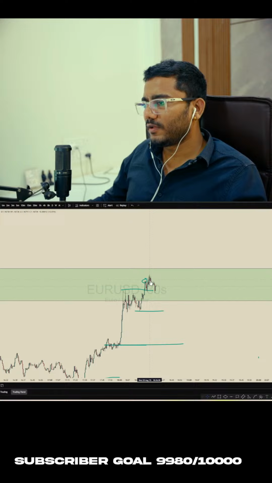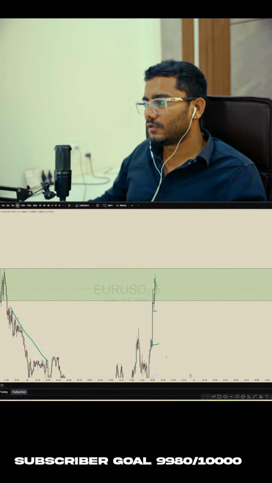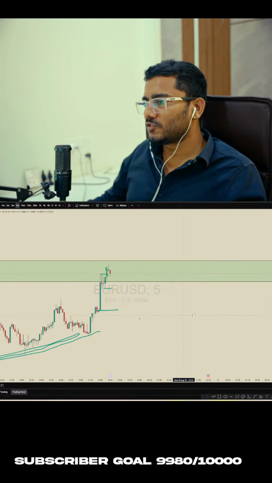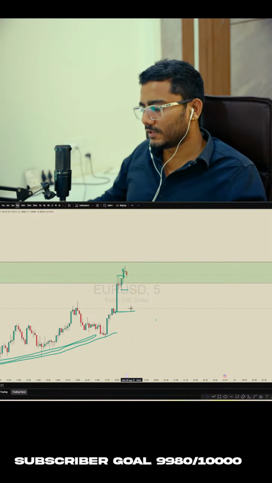So this is what I mean when I say that price should create some structure in the order block. So let's wait for price to break this low. Then only we look for sell side trades.